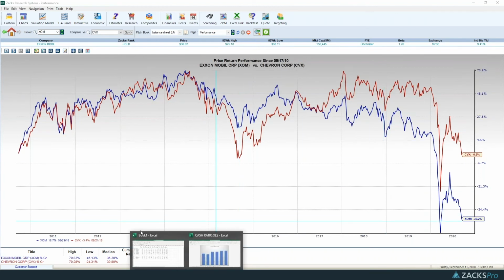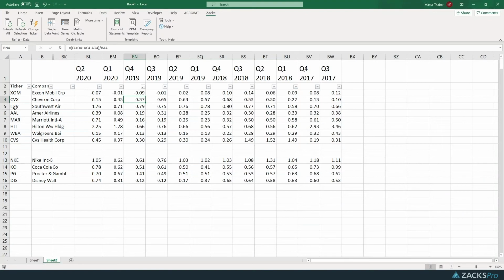So the same idea you can apply to different companies as well. For example, another big topic of interest, especially in the financial media right now, are the airlines. So let's see what the airlines have been doing. And with the liquidity ratio, let's look at two major airlines, American Airlines versus Southwest Airlines.